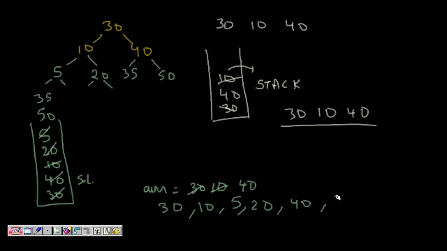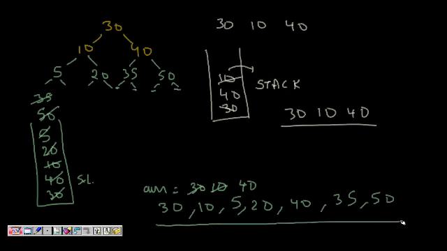I pop the top, which is 35, its left and right are null, so I don't push anything. Then I pop 50 out, and I push nothing because both its left and right child are null. So everything is now popped out and there is nothing to be pushed. And if we see, this is printing the pre-order beautifully. So pre-order is getting printed here.